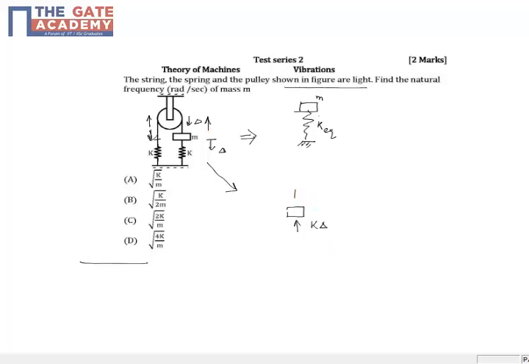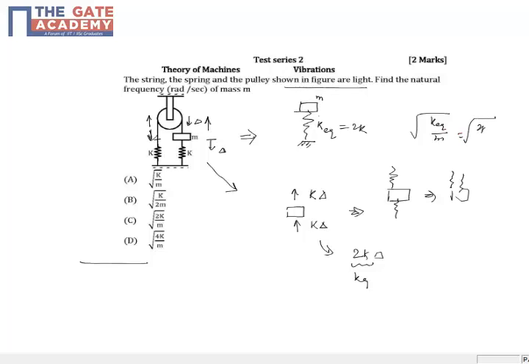So the spring force coming from the left spring will also be k delta. Effectively these two are in parallel. It is as if you have two springs like this, which is nothing but springs in parallel, and we have seen it from the force balance also. So effectively 2k delta is the force, and 2k is the k equivalent. Therefore the natural frequency in radians per second is the square root of k equivalent by m, that is, the square root of 2k by m. So the answer is C.